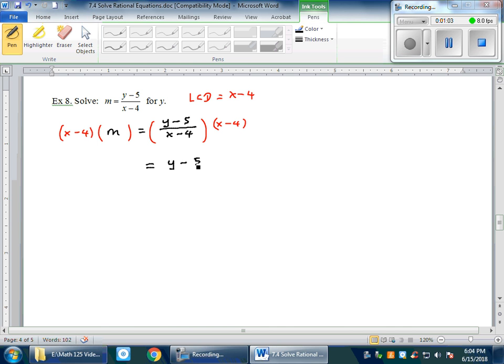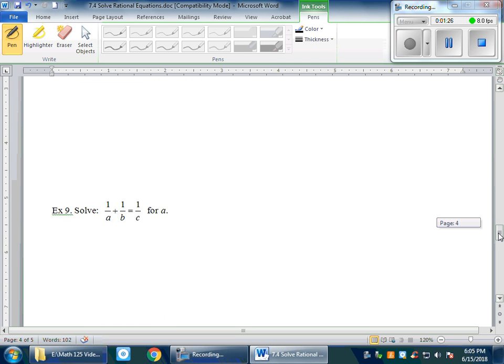On the left hand side, when you distribute m, that will become m times x minus 4 times m. And we are solving for y, so I add 5 to both sides. That gives me my final answer, which is y equals mx minus 4m plus 5. Moving on to the next example.